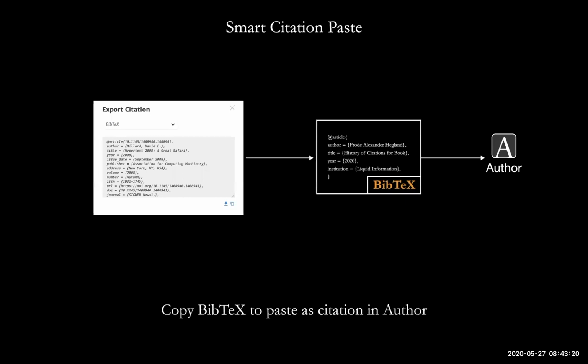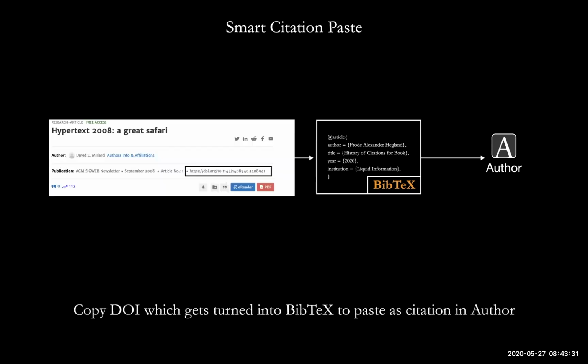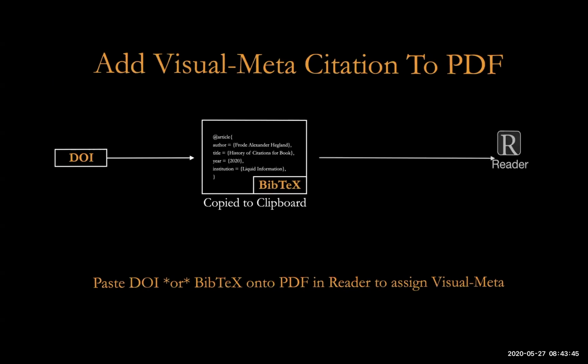You can also, in Author, go to a website, copy the BibTeX of the document, and paste that into Author, and Author will paste that as a citation too. You can also copy the document's DOI. Author will, when you paste it, resolve that to BibTeX and paste that too. In other words, this is all about the little BibTeX snippets. That is what is moved around.